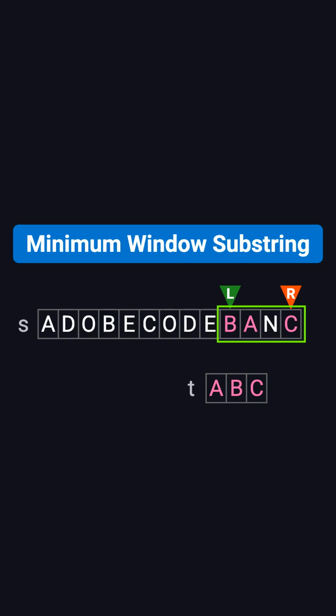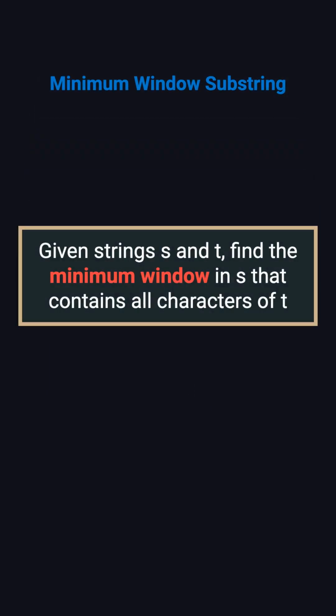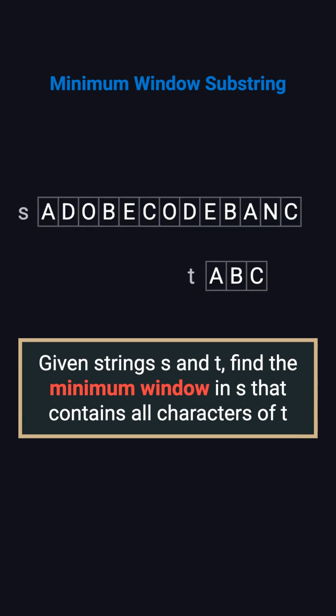Today, we'll solve a classic sliding window problem, minimum window substring. Given two strings S and T, find the smallest window in S that contains all characters from T. If no such window exists, return an empty string. For example, if S is this 13-character string on screen and T equals ABC, the answer is BANC, because it's the smallest substring containing A, B, and C.